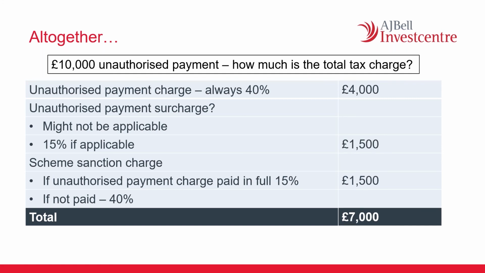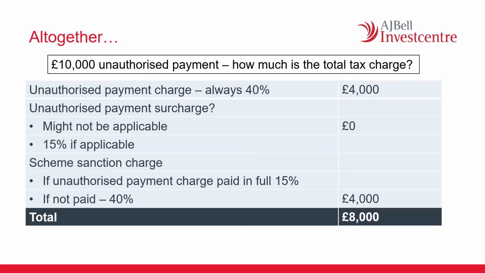Option two, same thing again, the member has paid the unauthorised payment charge of £4,000, but if we have the surcharge applicable of £1,500, the scheme sanction charge will be reduced to £1,500, so £7,000 if the surcharge was applicable.